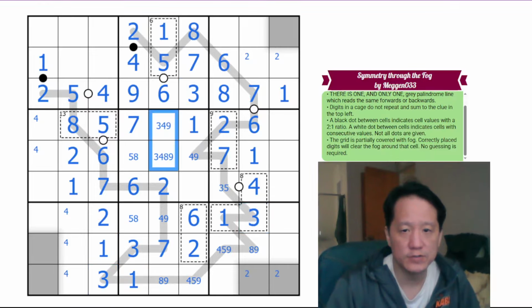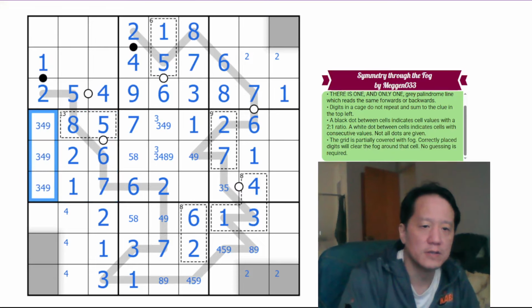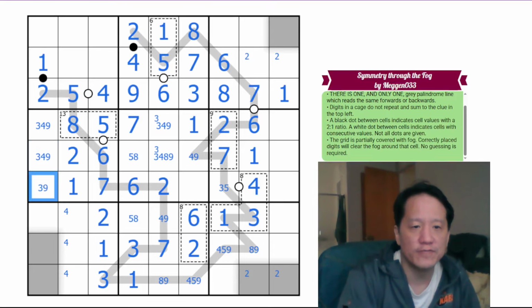3 is one of these 2 cells here. What are the remaining digits in this left central box? We have 3, 4, and 9. Obviously, this can't be 4. Everything else is fine. Okay.